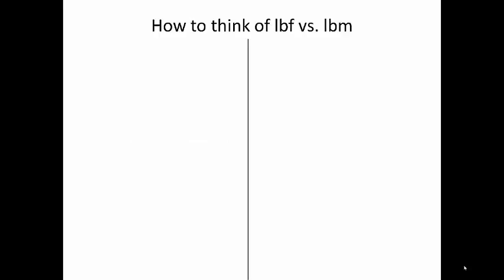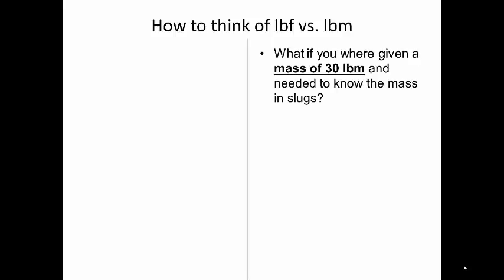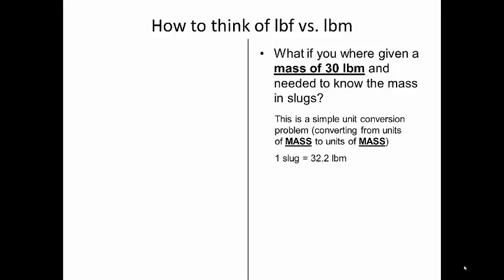How do we think of pound force versus pound mass? Well, what if you were given a mass of 30 pounds mass, and we needed to know the mass in slugs? To go from 30 pounds mass to mass in slugs, it's just a simple unit conversion. We're going from mass to mass, and we have a conversion factor of 1 slug is equal to 32.2 pounds mass. So 30 pounds mass times 1 slug per 32.2 pounds mass will give us 0.93 slugs, and our pounds mass cancel.